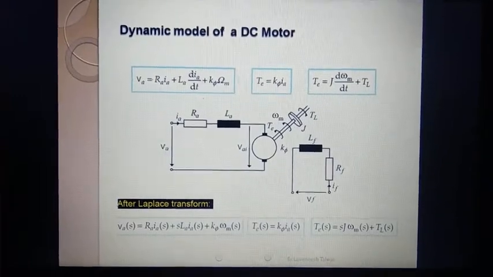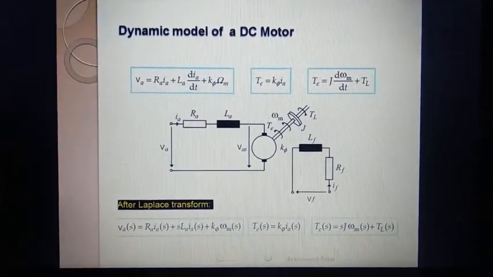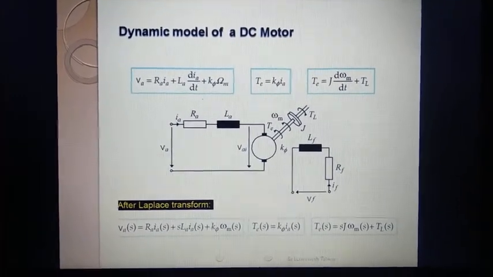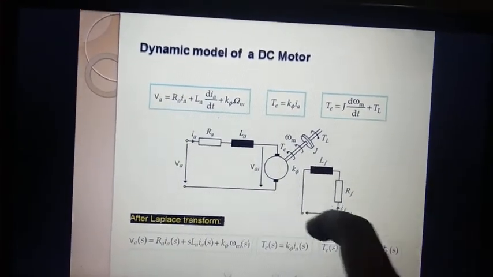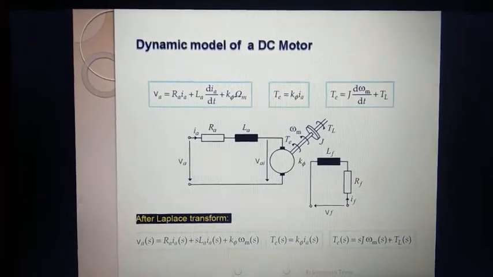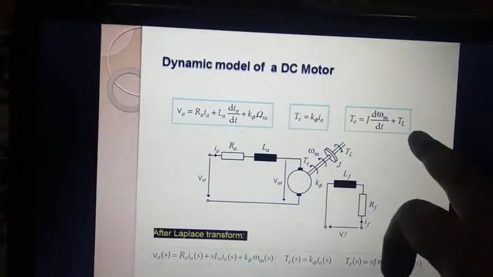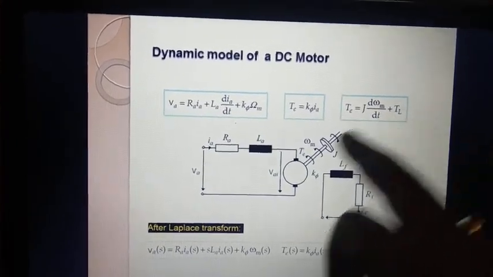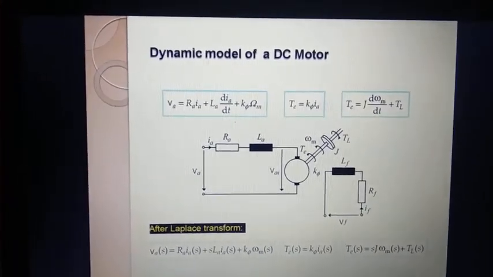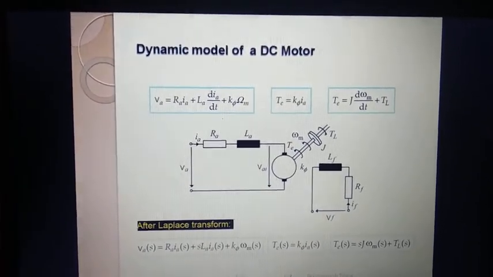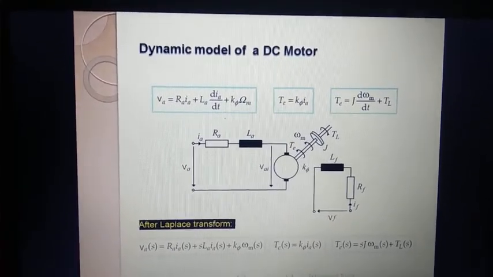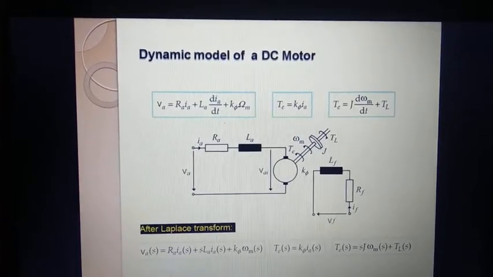Next, if we discuss the dynamic model of a DC motor, here we see the armature circuit, and here we have the field circuit. Based on this, we have three equations: equation number 1, equation number 2, and equation number 3. Now, if we go to the Laplace transform, it is a technique where we can convert the time domain equation into its frequency domain equation. That means we can convert t into s.